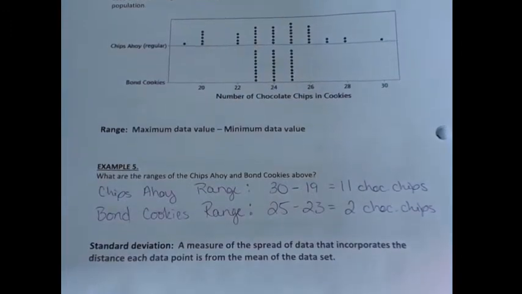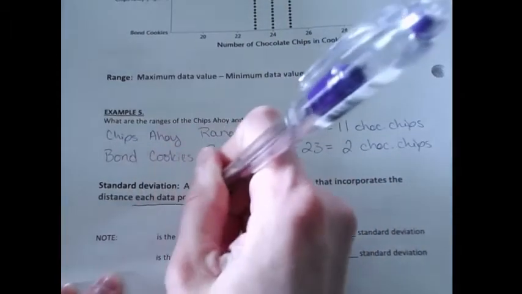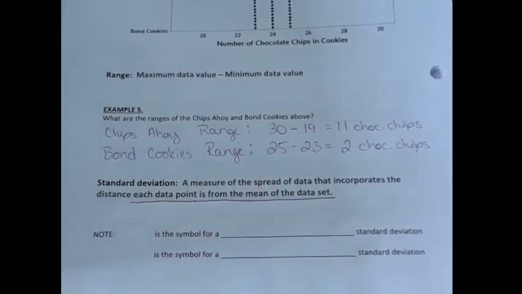Next, standard deviation is a measure of the spread of the data that incorporates the distance that each data point is from the mean of the data set. That's very, very important. Standard deviation is essentially telling us how far we are from the mean.